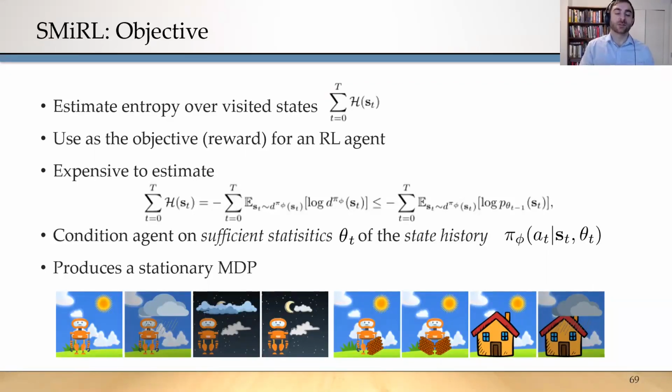So what's done in this work, in order to make it easier to estimate and minimize this entropy using reinforcement learning, is that the policy or the agent is conditioned on the sufficient statistics that describe the state history, the states that the agent has visited recently. Now that the policy is conditioned on these sufficient statistics, this also helps produce a stationary MDP problem, so that the agent can basically understand how the environment is changing in this case and how these statistics are changing. So let me give a more concrete example to help explain this.